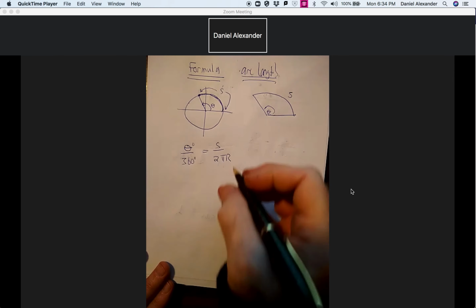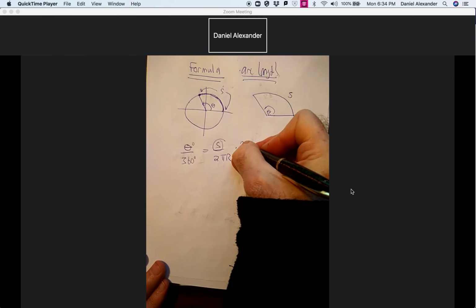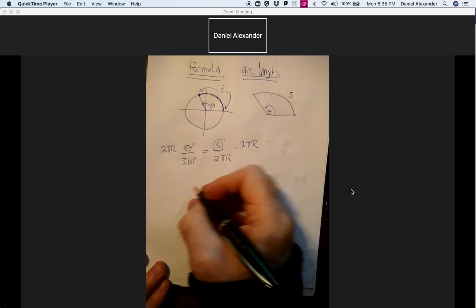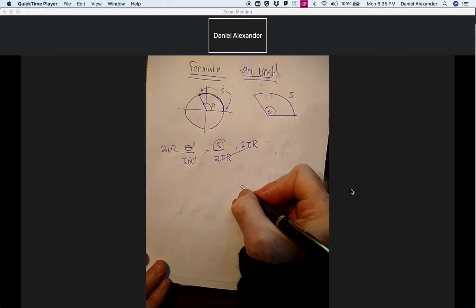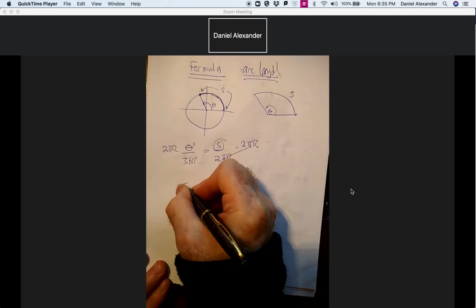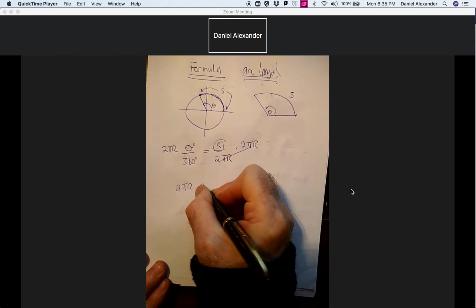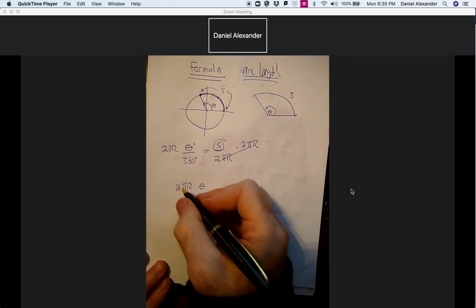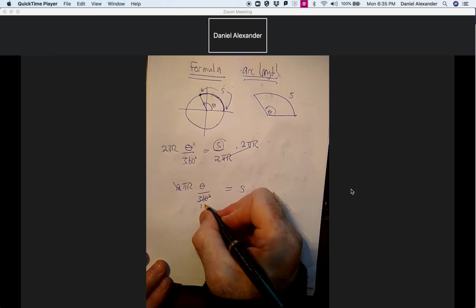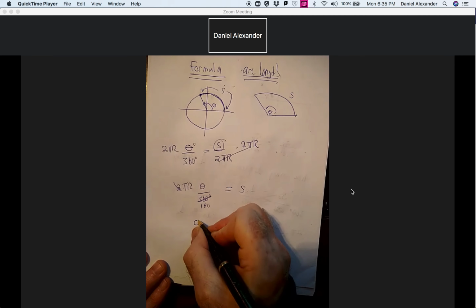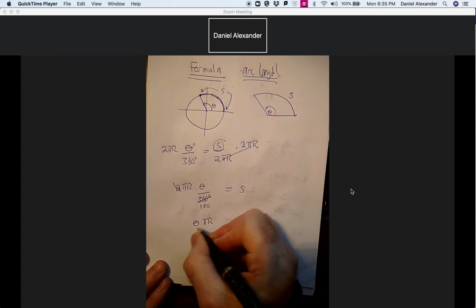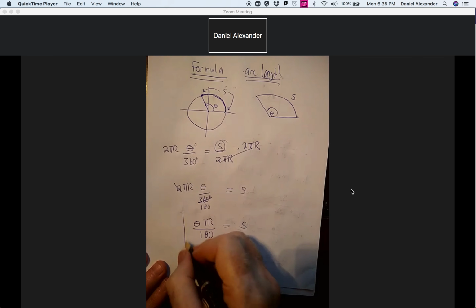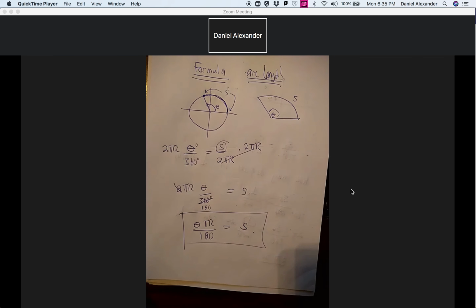And so we can solve for S, multiply both sides by 2 pi r. That cancels, so I get S is equal to 2 pi r times theta over 360. And then I can divide 2 into there, and 2 goes into 360 180. So it's going to be theta pi r over 180 is equal to the arc length. Okay, and I'll do some examples of that.